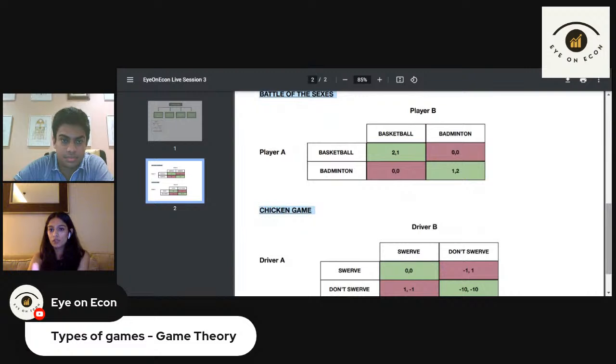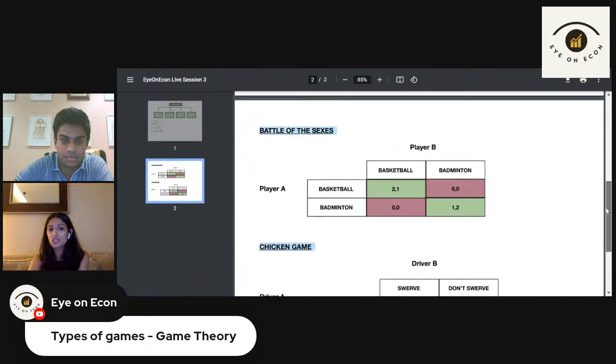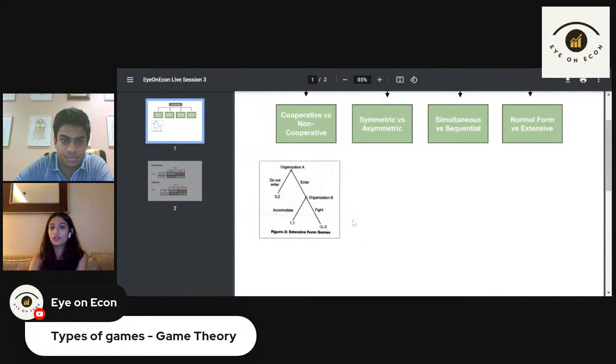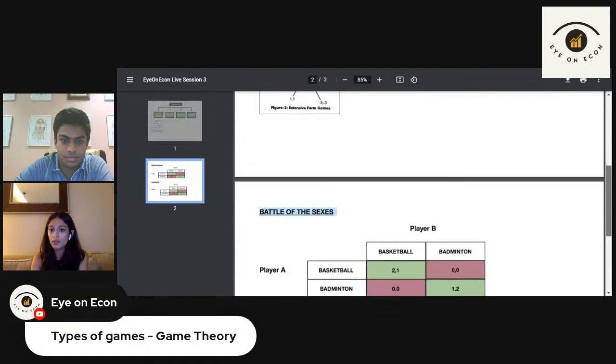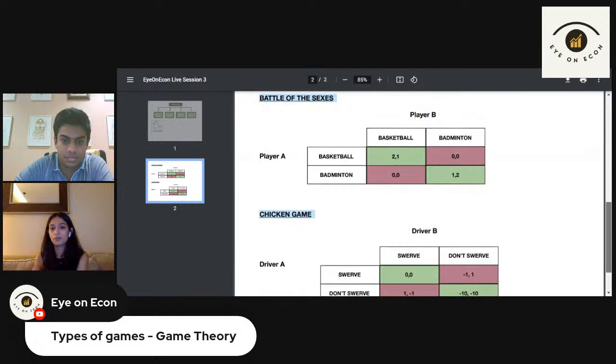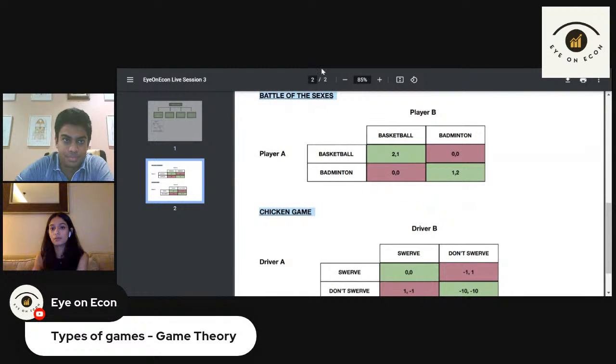And an extensive form is on the first slide, which is basically like a tree. It's usually the sequential form games which are shown in an extensive form, because you're able to see each step the game will progress. A simultaneous game can be shown in the form of a matrix or in the form of an extensive form game, but that becomes a little advanced to discuss in this session. So that's the differences, and we can move on to the definitions of the two games that we have.